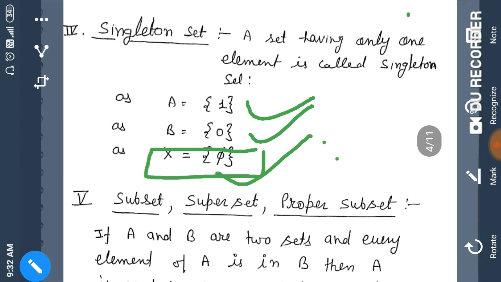Next definition, number 5, subset, superset, proper subset. Okay, so don't confuse subset, superset, proper subset. So if A and B are two sets, and every element of A is in B, then A is said to be a subset of B. Note: let A and B be two sets and every element of A is in B.